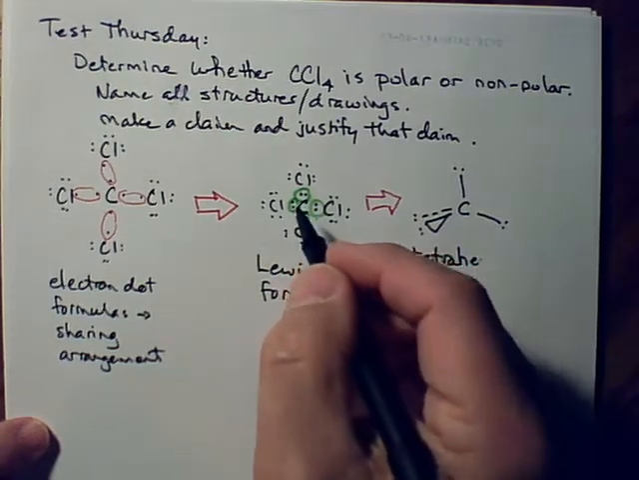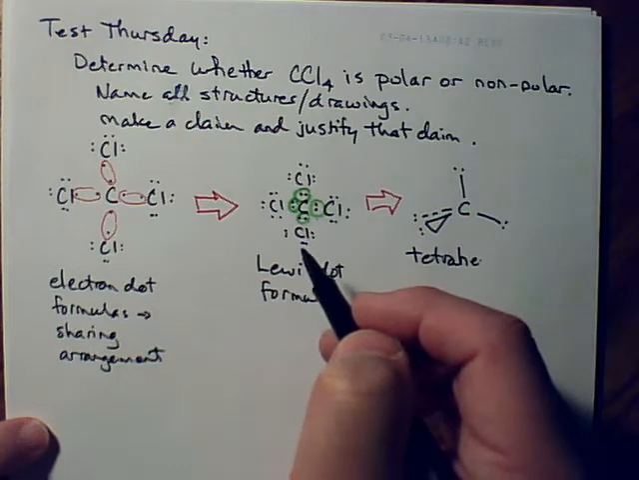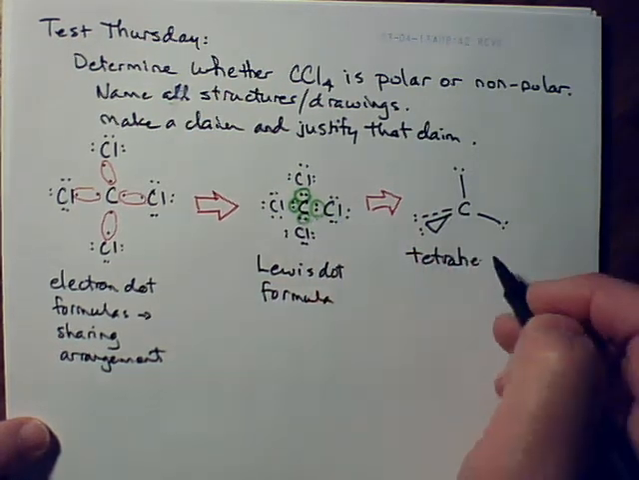And you don't have to circle the dots, by the way, the shared dots. I just do that to make sure we're clear on what I'm talking about as far as where those shared pairs are located.